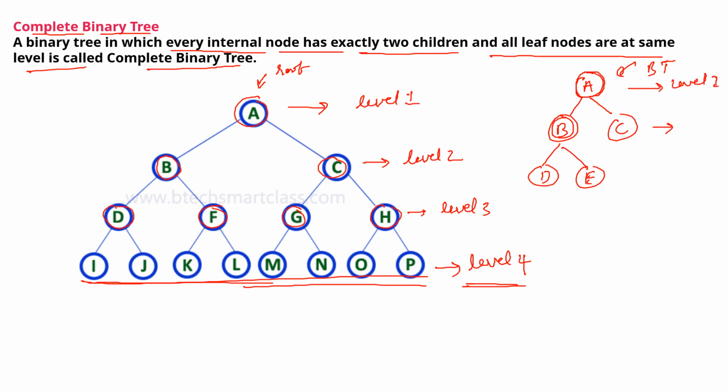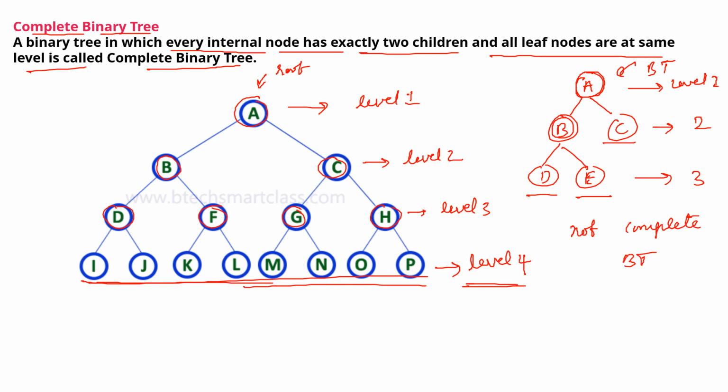These two nodes are there at level 2. These two nodes are at level 3. See, consider the leaf nodes here. This is also leaf. This is also leaf node. This is also leaf node. So the leaf nodes are at different levels. Right? C is at level 2. D and E are at level 3. So this is not a complete binary tree.